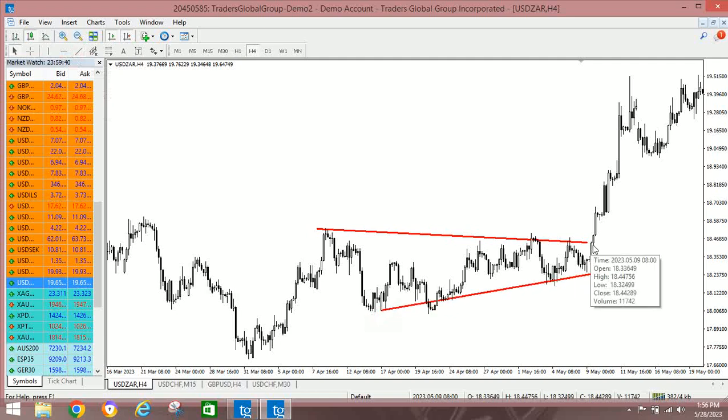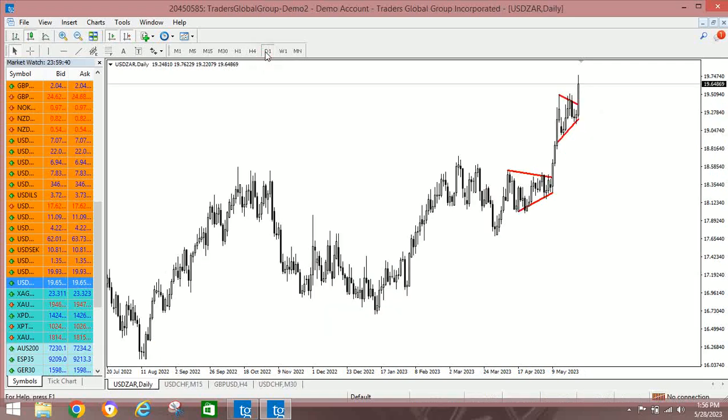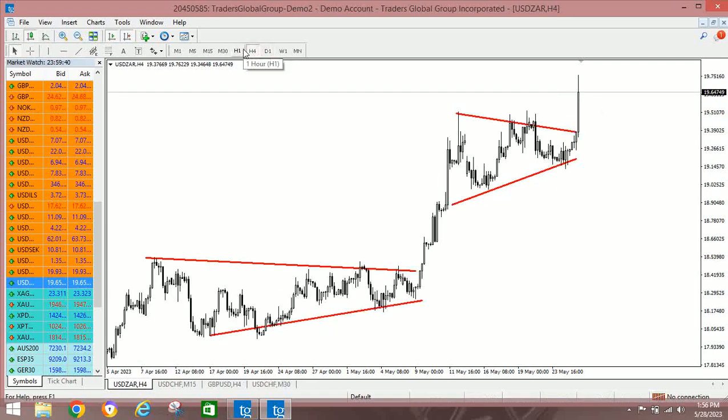So it broke this flag, and then it created another flag here. You see, it just created another flag here, and then it broke this other flag here. It's just broken this flag as well. So you see, these two flags have been broken.